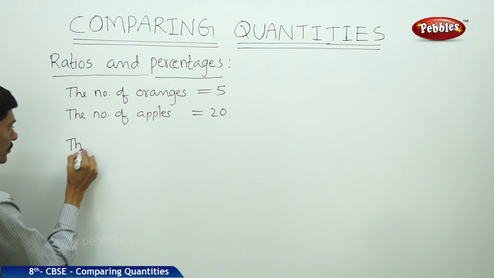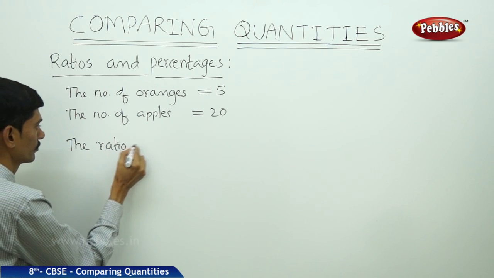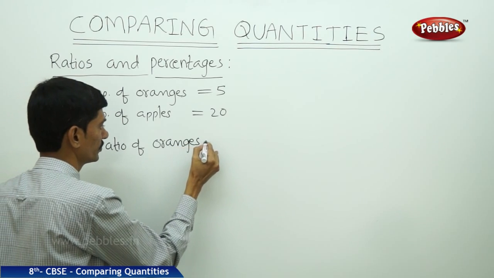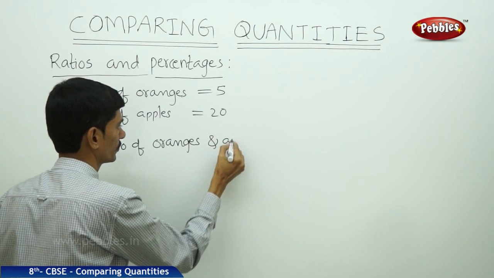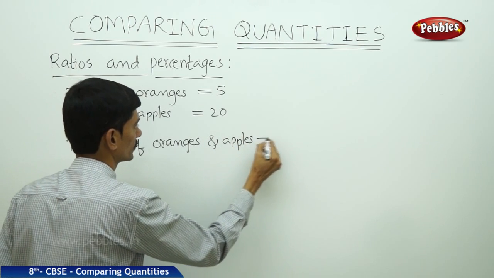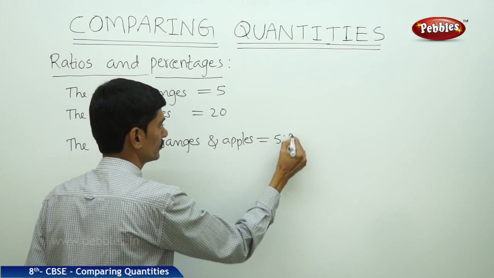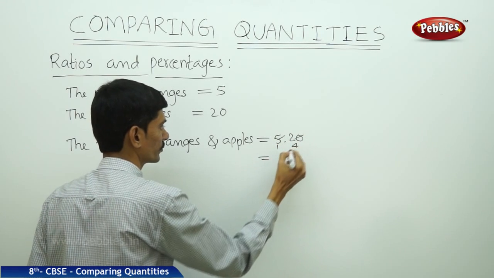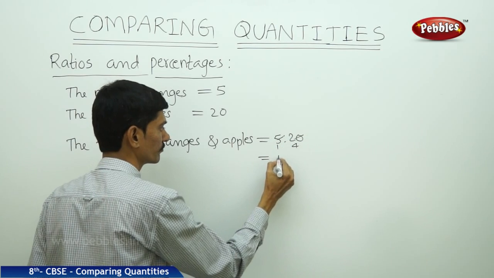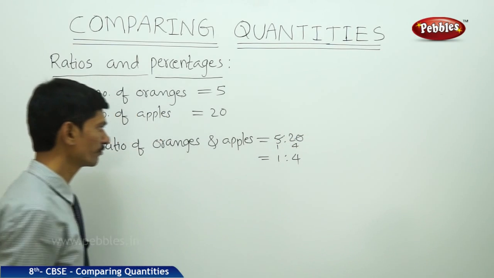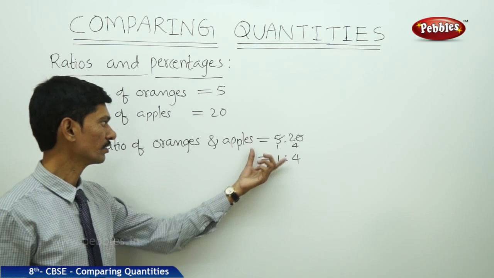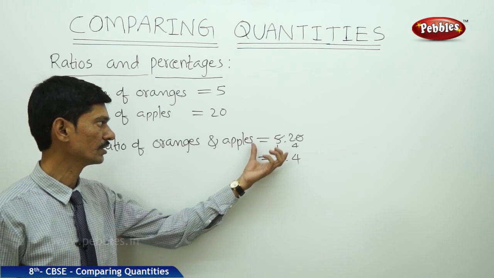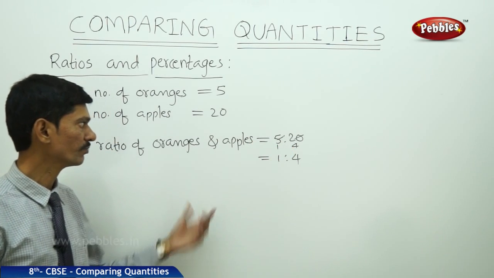So the ratio of oranges and apples equals 5:20. So this equals, 5 1s are 5 and 5 4s are 20. So we can write it as 1:4. So for every 1 orange there are 4 apples in the basket. So this is the ratio of the number of oranges and the number of apples in the basket.